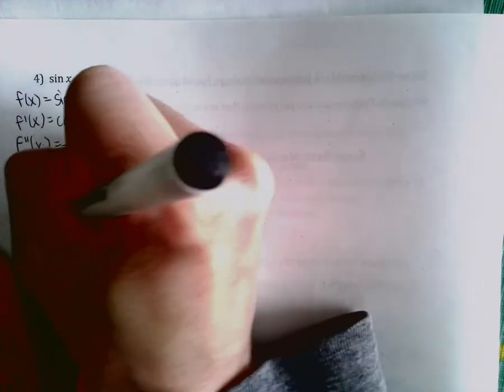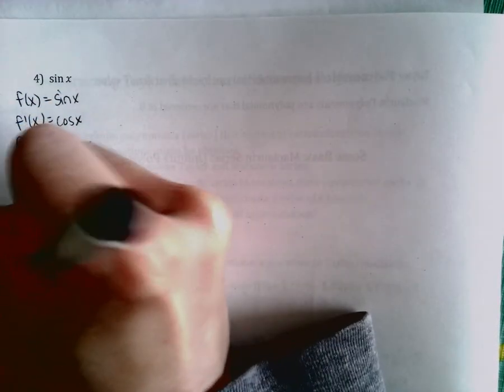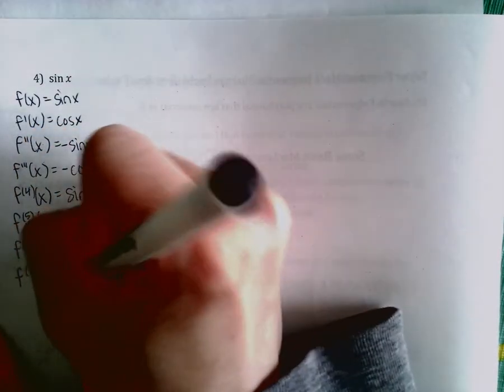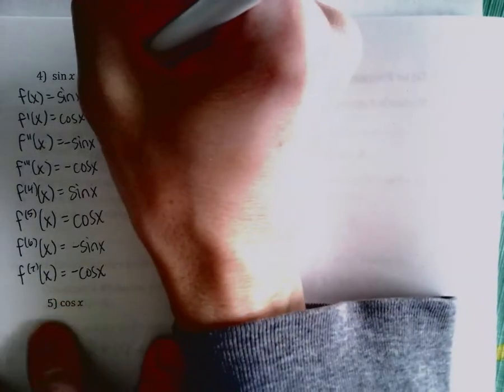Let's do a few more. The fifth derivative then would be back to cosine. Sixth derivative, I'm going to go up to 7, would be negative sine again. And the seventh derivative would be negative cosine x. And obviously feel free to pause if you're taking longer to write these than I am, because I know I'm going kind of fast here.